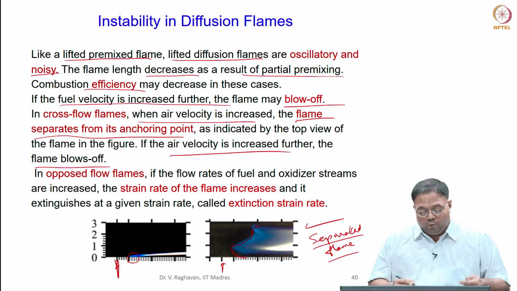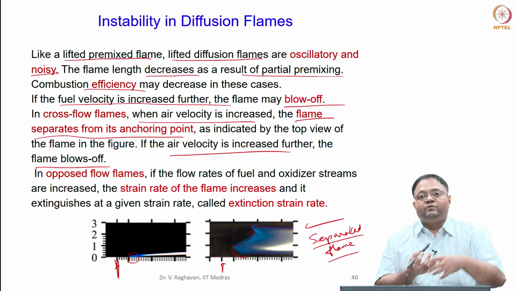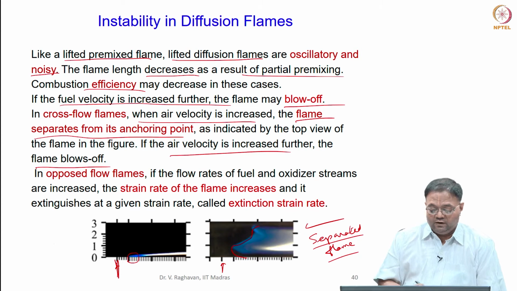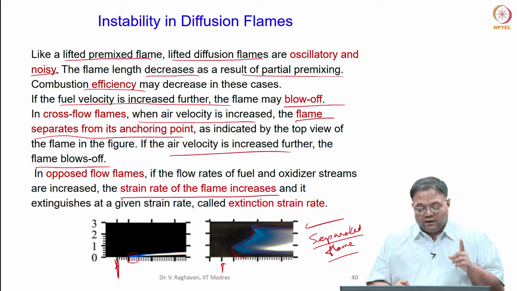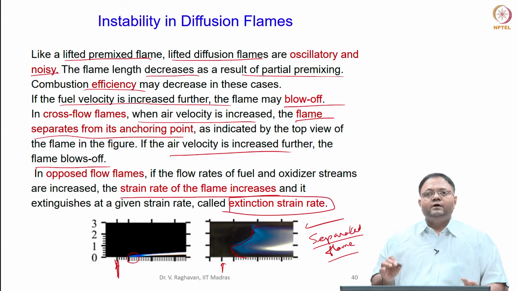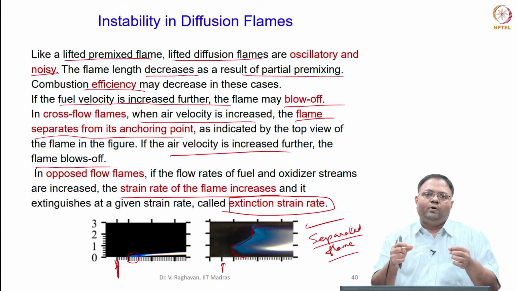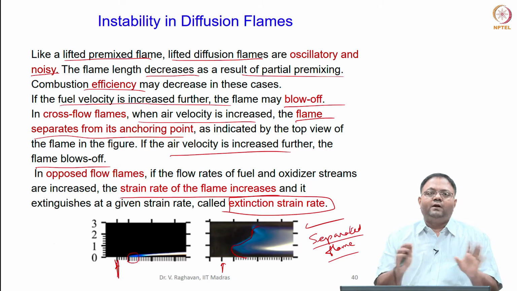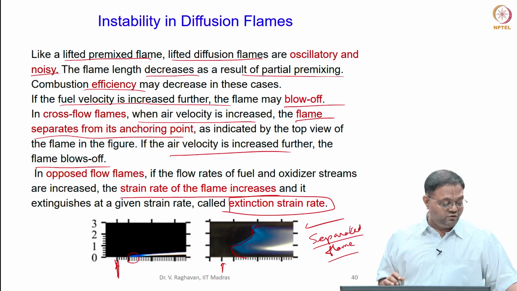Now, coming to the opposed flow flames. Basically, when I increase the momentum of the fuel and air jets, you can see that the strain rate of the flame will increase. At a particular strain rate, the flame will put off or extinguish, that is called the extinction strain rate. This is the only instability, there is no lift off possible there, but the flame becomes stretched and stretched, and the strain rate is increased, so that at a particular point the flame will tear up at the center and it will extinguish. So, this is about the instability of the diffusion flames.